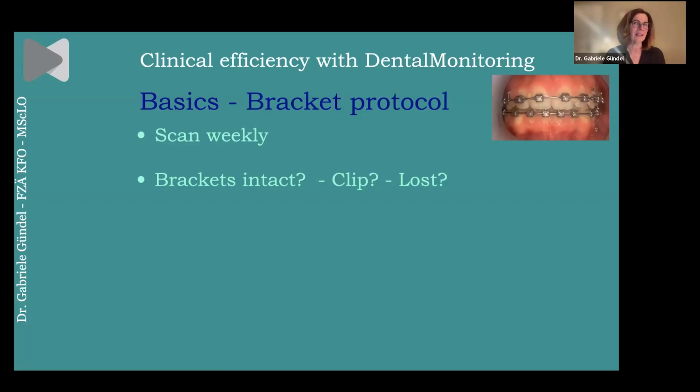This is especially for beginners with the Damon system, especially with the Damon Ultima system, sometimes clips are opening and you have to know that so that you can write a WhatsApp to the patient, please close your clip. You can do it in this way, or please come into our office as soon as possible. Is there a bracket lost? I would like to know what is about the arch wires. Are they still inserted, or are they slipped off a bracket?